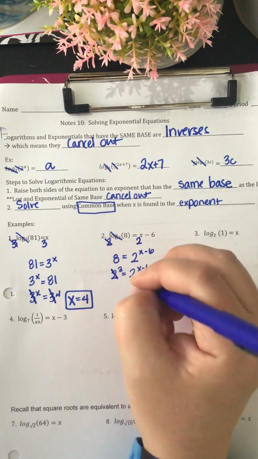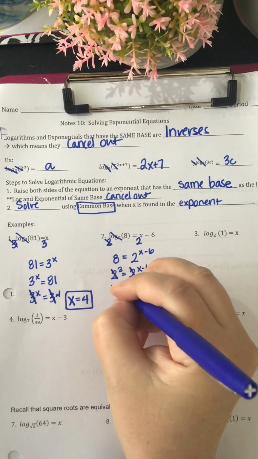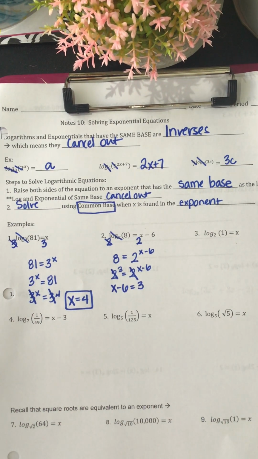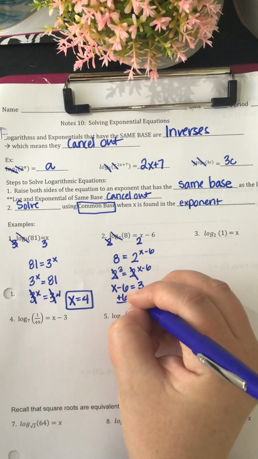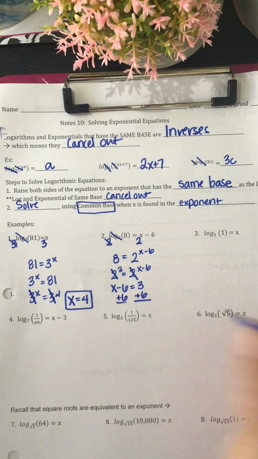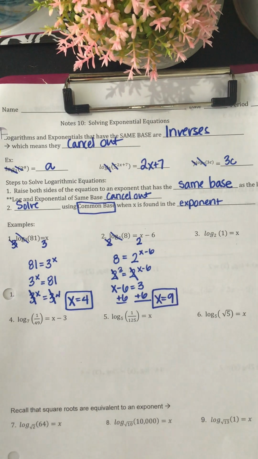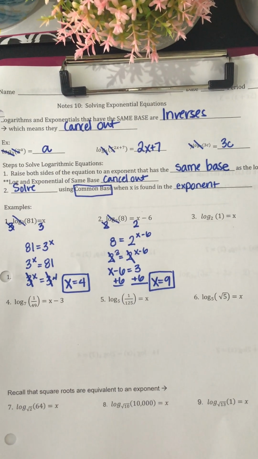Cross out the 2's, and then this is where I'm going to flip-flop that equation. I'm going to let the x minus 6 come first, and then I'm going to let the equals 3 come second. But if you don't want to do that step, I don't care. That's fine. Then from there, what do we do? Add the 6. So plus 6, and 3 plus 6 gives us 9. Very good.